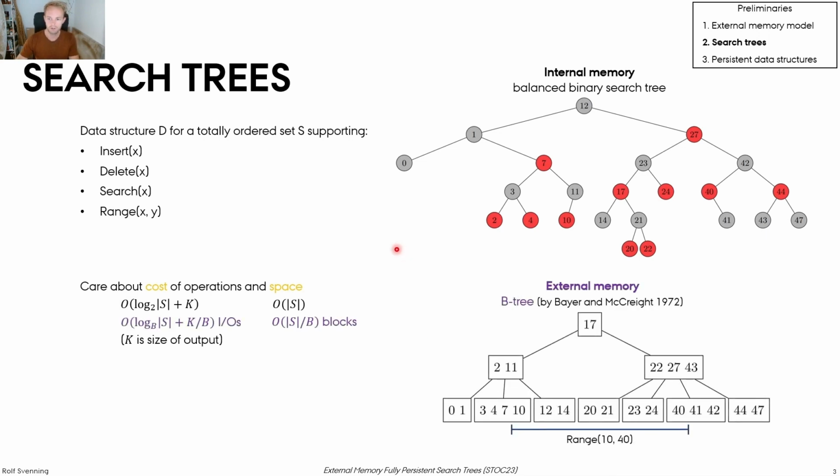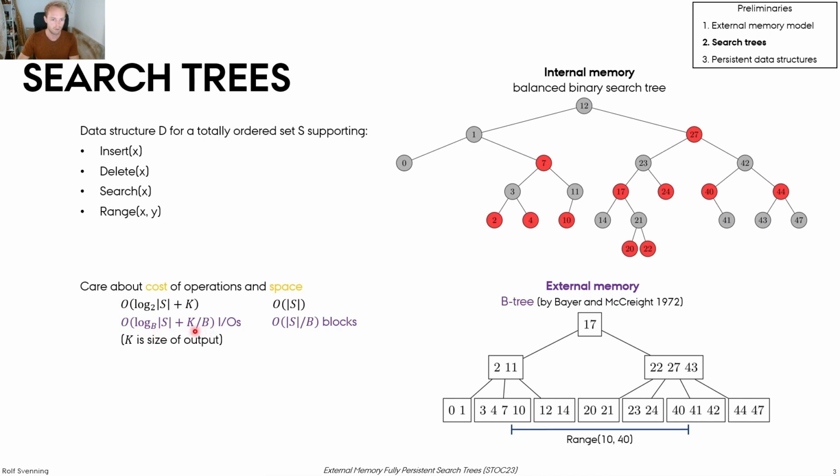Then in external memory, the classical solution is the B tree by Bayer and McCreight from 1972. And this is very similar to a binary tree. Instead, you have a tree where nodes have degree roughly B. So instead, you get a base of B in the logarithm here.